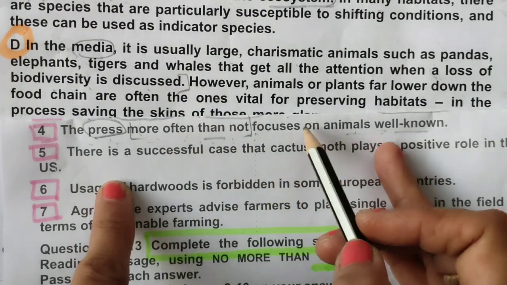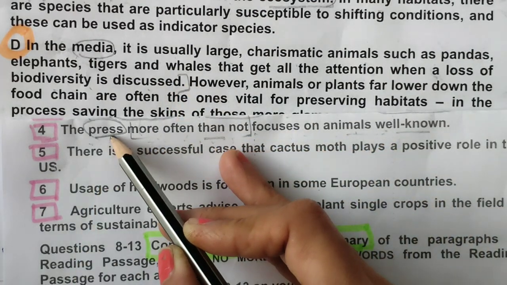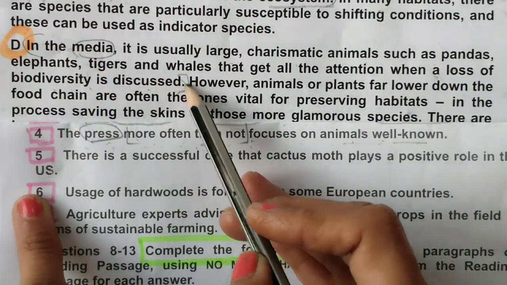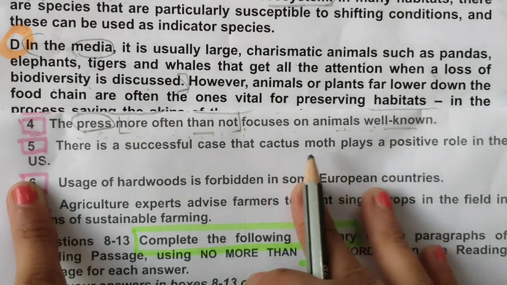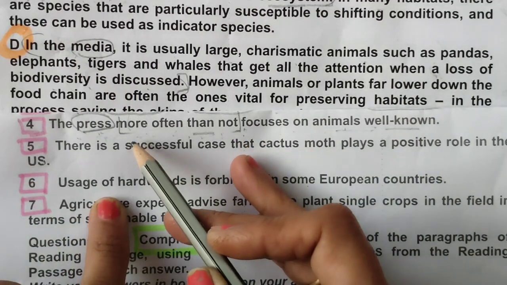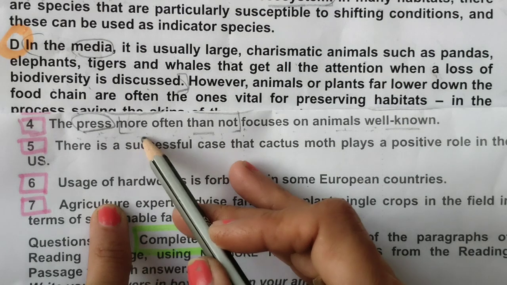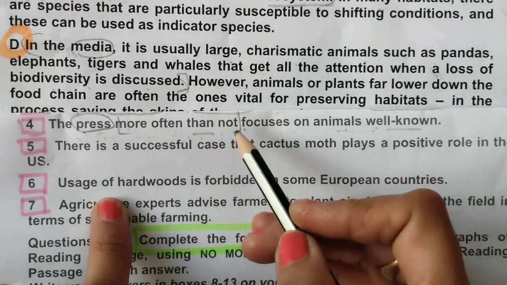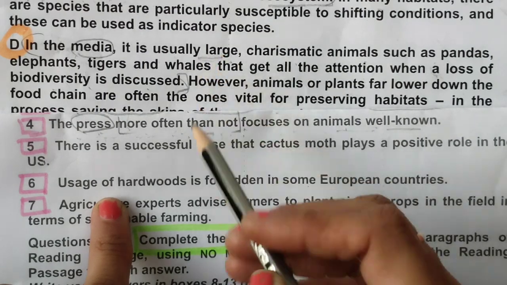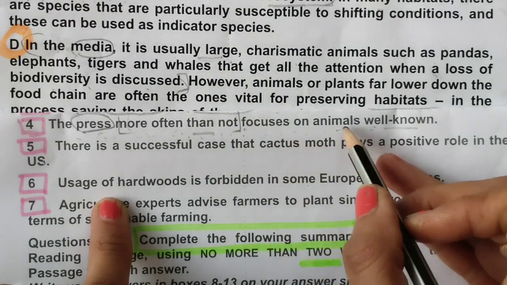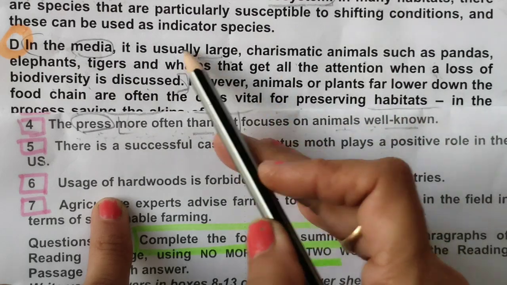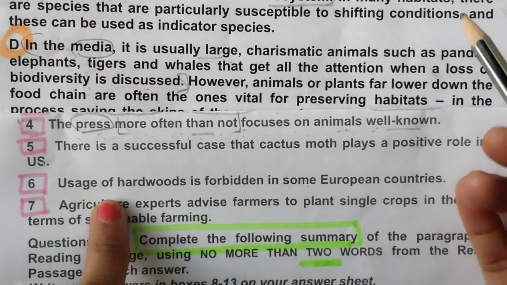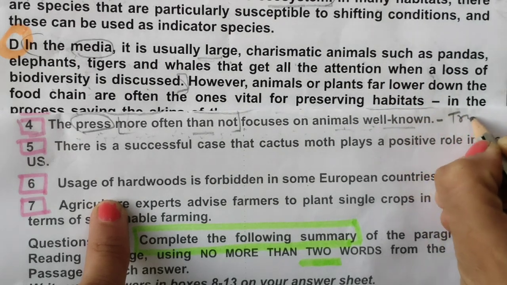What does it mean? Fourth number, you can read it. I have shown you the location from here to here. Please decide your answer. What should I opt? The press media, it is usually large, more often than not. Indirectly, they are saying it focuses on animals well known. So these well known animals, they all are getting attention. When there is a discussion, they will talk about these animals. So this is also true.